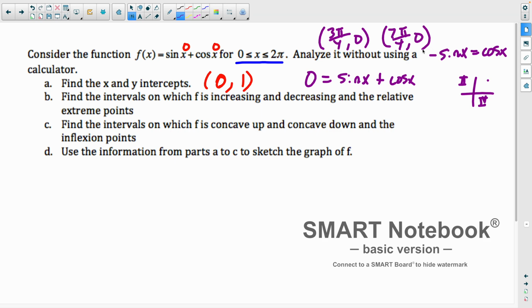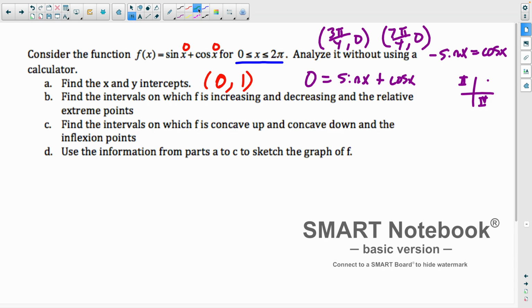Now, at the bottom, I'm skipping ahead just a little bit. It says use the information that we found from A to C to sketch the graph. Well, these 3 points are going to be very critical points on my graph. I'm going to make sure I put those on my graph in a minute. Okay? All right, moving on to question B. It says find the intervals on which f is increasing, decreasing, and the relative extreme points. So it's asking me to find max and mins.